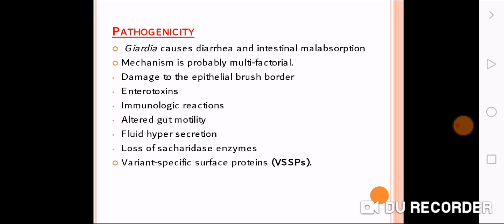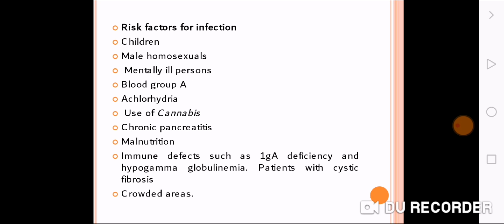There is loss of saccharidase enzymes, and these parasites have variant-specific surface proteins. These proteins help the Giardia to evade the immune response. So these parasites can induce damage to the wall of the intestine, and they can evade the immune response.